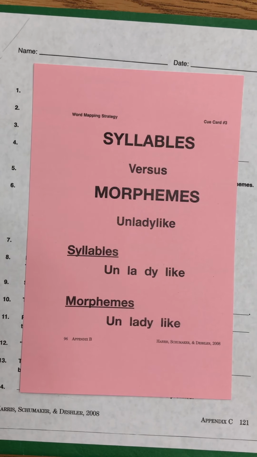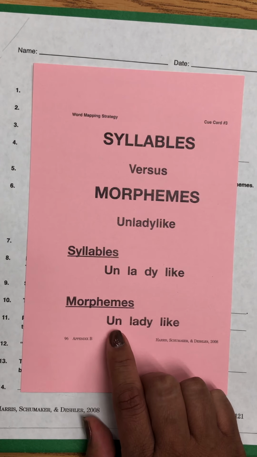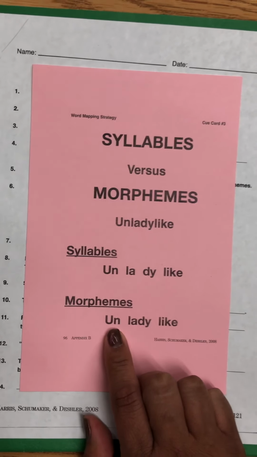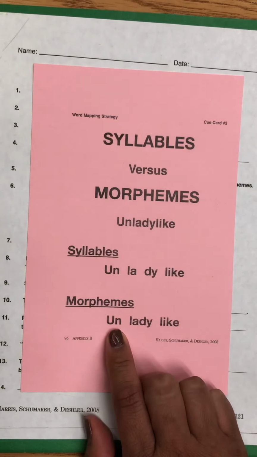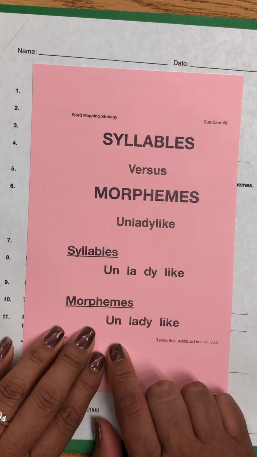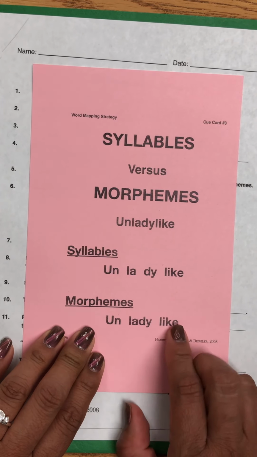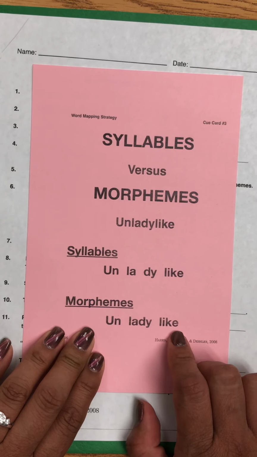So there are only 3 morphemes in this word, because un, lady, and like all have meaning. That is, we can say what they each mean. So if I were to separate it by morphemes, they're telling me that on my lists that I have here, I can look up un and it has a meaning, which in this case means not. And then of course lady means a woman, and like means just that, like.